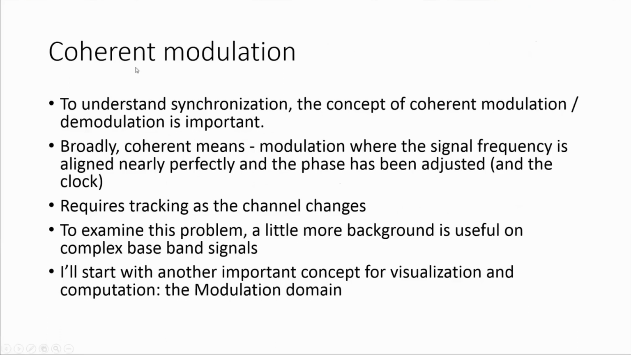So now let's talk about coherent modulation. Synchronization doesn't make a lot of sense if you don't know what coherent modulation and demodulation are. Broadly, what it means is that when you know what the signal frequency is and it's perfectly aligned in phase in your detector, so your transmitter and receiver have the exact same phase and frequency relationship, where frequency is the rate of change of phase, then it's considered coherent. This requires tracking all of the parameters of the transmitter and the channel as they change. So not only correcting for them, but tracking them as they drift.